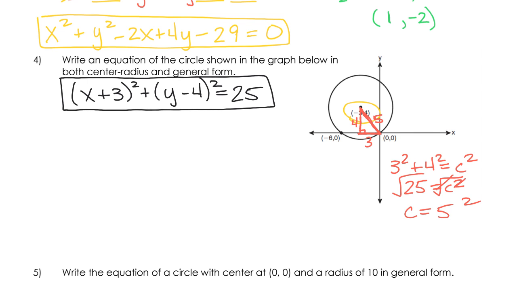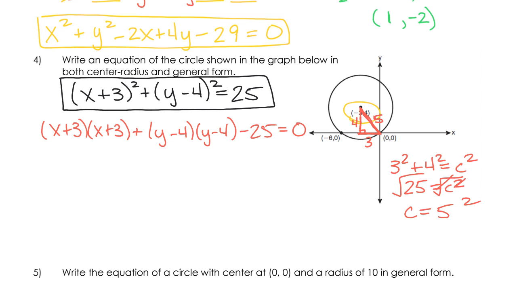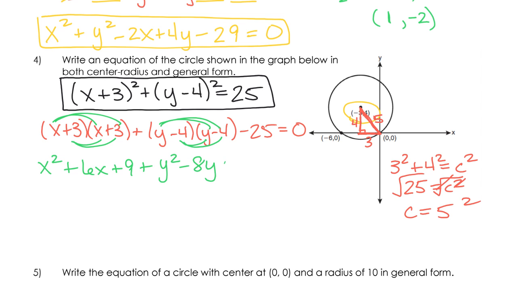All right, now to get general form, we're going to go ahead and expand, and bring over the 25 so that we're equal to 0. And we're going to go ahead and put together. So we're going to have x squared, that's 3x, that's 3x, so that's 6x, and that's 9. This is y squared, minus 4y is minus 8y, and that's going to be a positive 16 minus 25 equals 0.